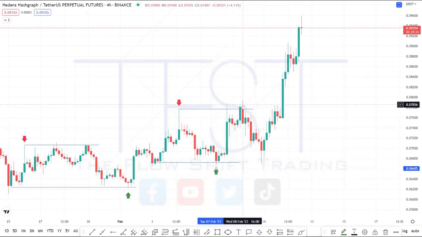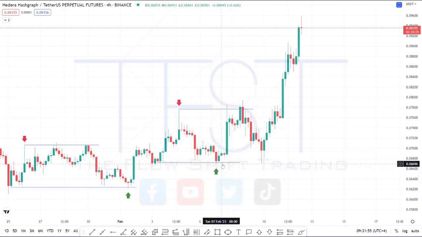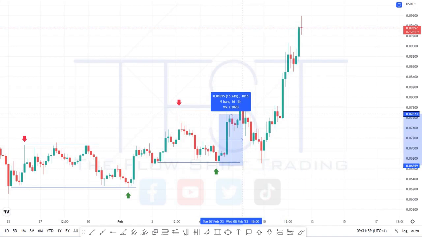And nagkaroon tayo ng explosion. So that means we have buyers na walang kahirap-hirap pataasin yung price. It took them ilang candles. Let's see. Ilang candles ang kinailangan itong buyers natin para pataasin yung price?